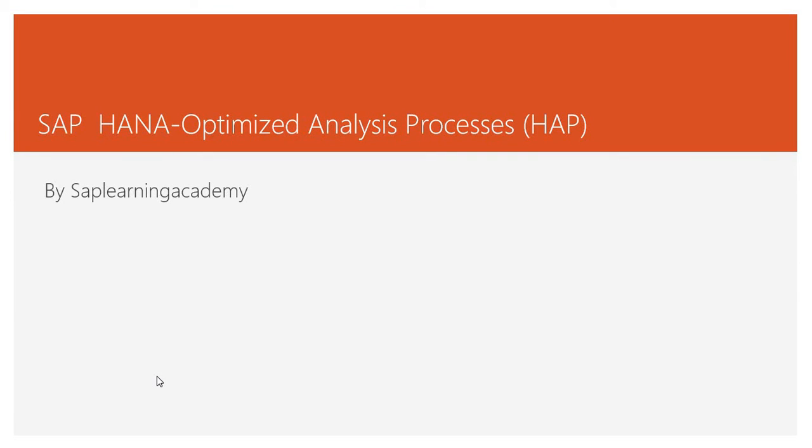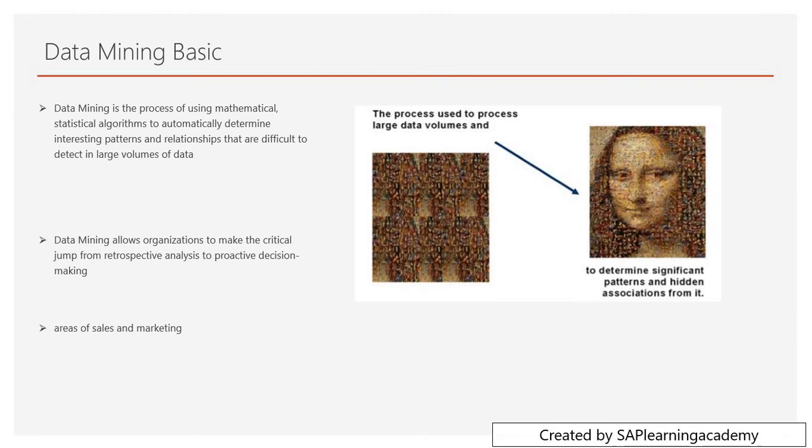In this tutorial, I will be describing the SAP HANA optimized analysis process, that is HAP. I will tell you what HAP is used for in SAP HANA, and also show you how to create HAP and its other important features and how to use it in SAP HANA. So let me go with the description.